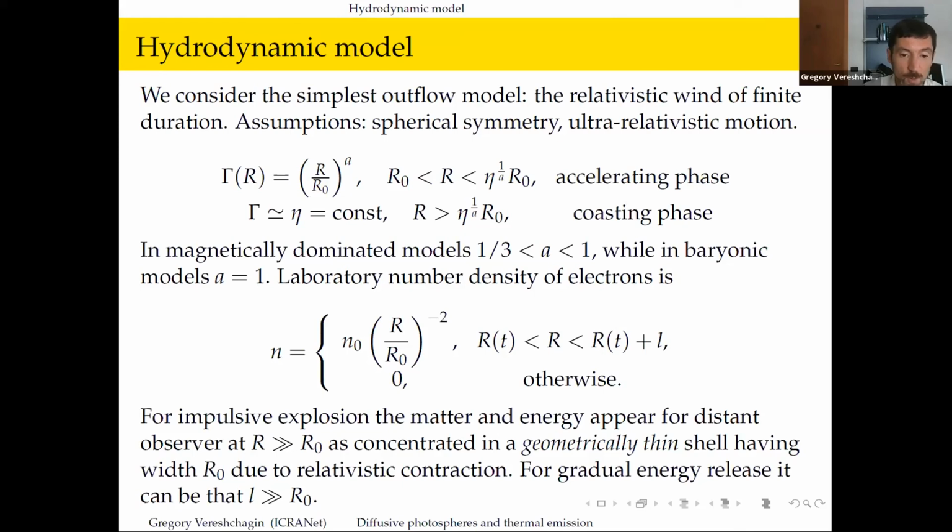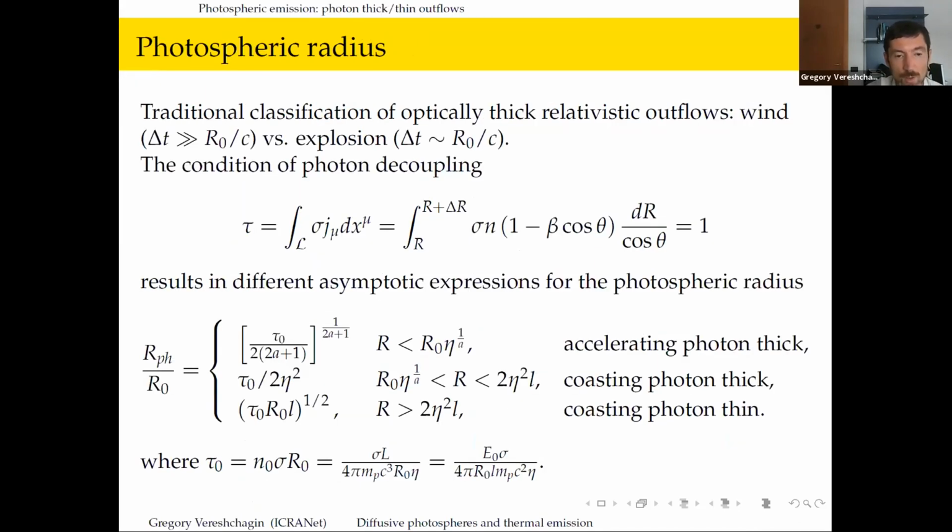Well, we can distinguish two opposite cases. There is a kind of explosion, where the energy is released in the central engine on a short time scale compared to the size of the central engine, and this would of course give you an impulsive event. Or, if you expect that the energy release time scale is very long, then you would expect quite a stable situation for a long time.